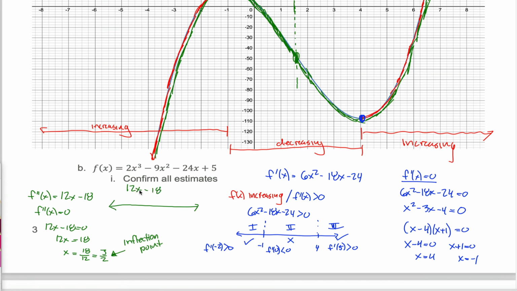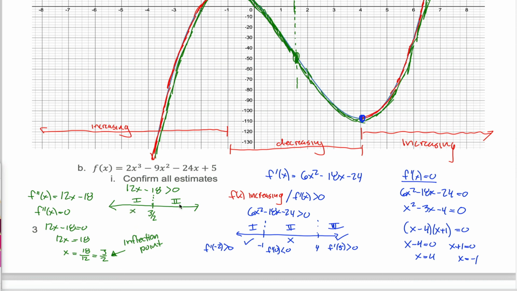If I want to know where my function is concave up, for example, I have to figure out when 12x minus 18 is greater than 0. To solve this inequality, what I could do is solve the corresponding equality. My solution is 3/2. 3/2 breaks my number line up into two different regions, the numbers to the left of 3/2 and the numbers to the right of 3/2. If I pick any number I want to the left of 3/2, any number that I want in region 1, 0 for example, and I put that into the second derivative, a negative number comes out. What that means is 0 is not in this solution set, and what that means is that none of the numbers in region 1 are in this solution set.